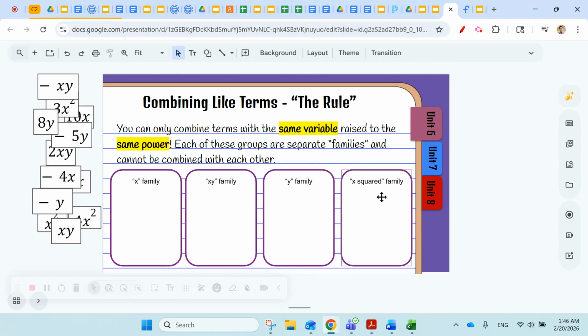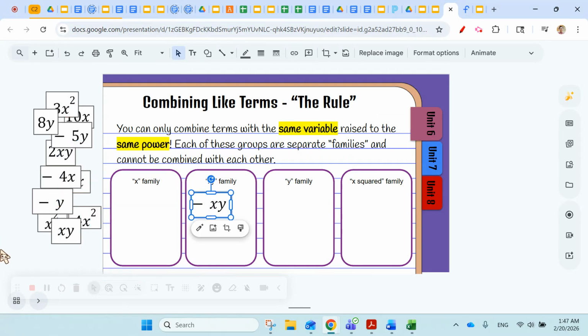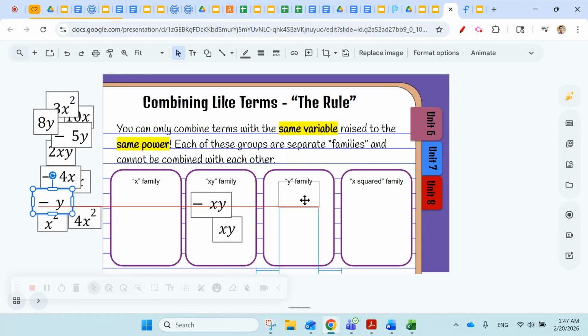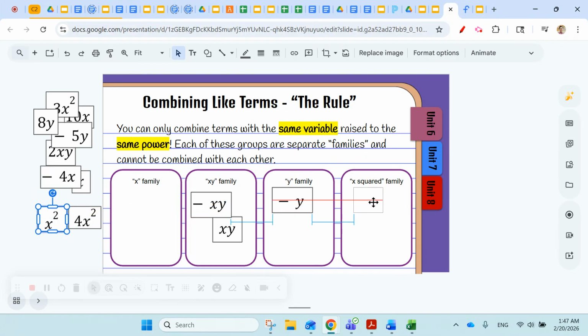So here are the 4 groups we're going to sort these cards into. You've got an X family, an XY family, a Y family, and an X squared family. And these are all 4 different groups. So I cannot combine my X's with my XY's. I cannot even combine my X's with my X squares. Those are 2 different groups. So go ahead and drag these cards and sort them into the appropriate groups.